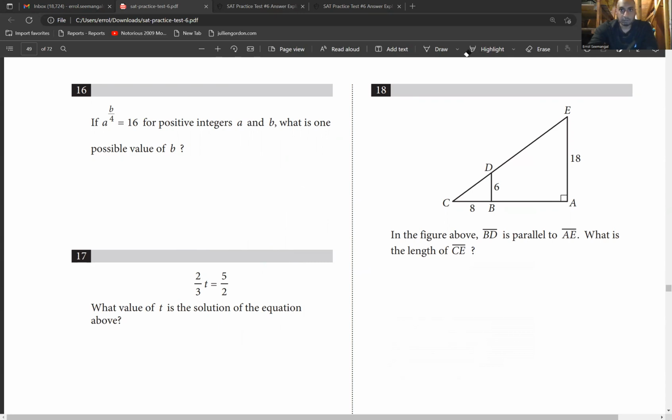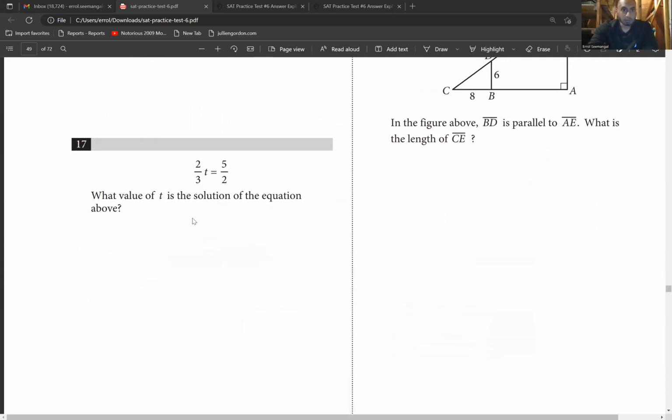17. What is the value of T? This one, how do we do this one? Multiply by the reciprocal? By the reciprocal of this or of this? Of 2/3. Okay, yeah, exactly.